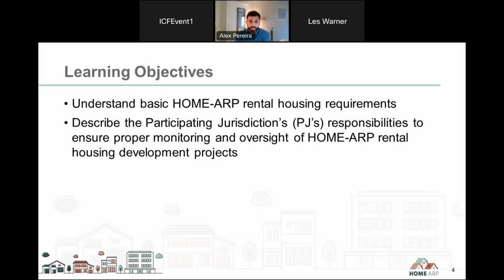So with that, the learning objectives for today, first of all, is to understand the basic requirements of the HOME-ARP rental housing activity. And I'll say that we also have a webinar recorded on rental housing development for HOME-ARP, which also covers some of those basics. So I'd recommend you check that one out too, if you're interested in learning more about the activity itself. And we also hope that you walk away from today with a good understanding of the responsibilities of a PJ, or participating jurisdiction, when ensuring the proper monitoring and oversight of HOME-ARP rental housing development projects.